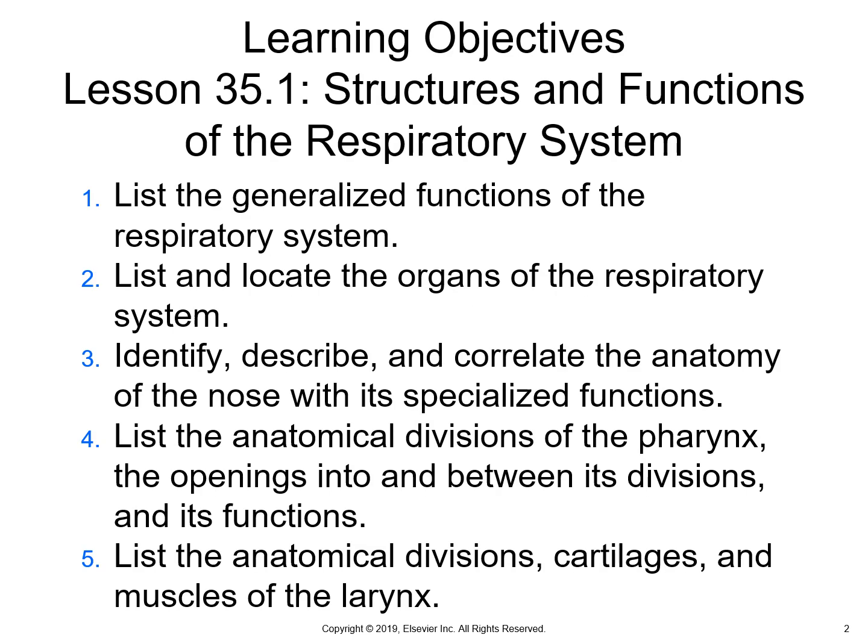These are your learning objectives. List the generalized functions of the respiratory system. List and locate the organs of the respiratory system. Identify, describe, and correlate the anatomy of the nose with its specialized functions. List the anatomical divisions of the pharynx, the openings into and between its divisions and its functions. And last but not least, list the anatomical divisions, cartilages, and muscles of the larynx.